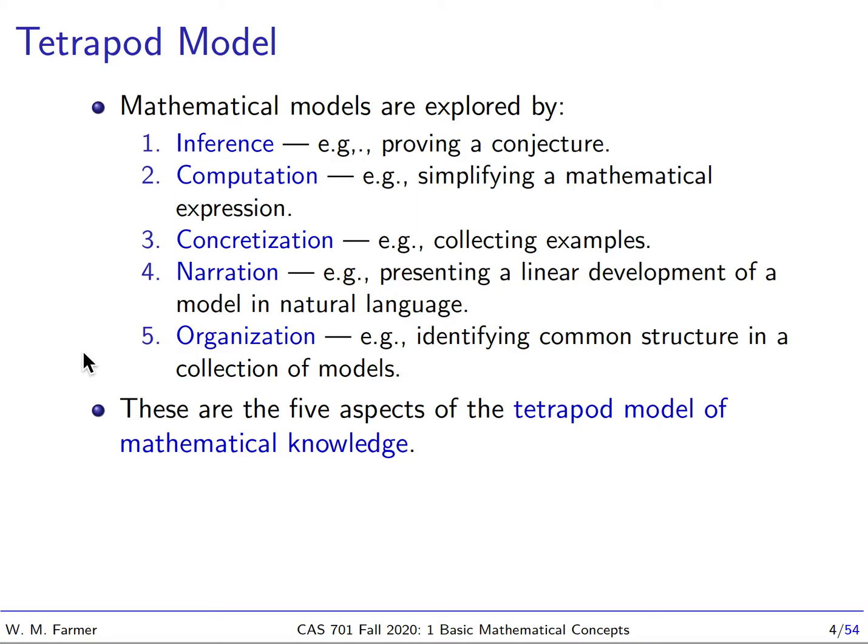Now these are the 5 aspects of what we call the Tetrapod Model of mathematical knowledge. So a tetrapod is basically the skeleton of a tetrahedron. It has 4 vertices and then it has a center. The first 4 aspects, inference, computation, concretization, and narration, they're at the 4 vertices, and the center has organization. So that's a quick overview of the tetrapod model, and this is a model that includes, among other things, the different ways we can explore mathematical models.